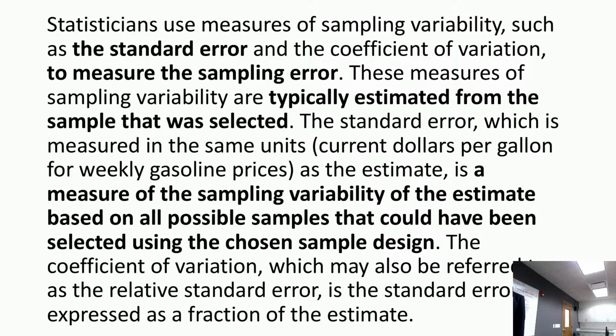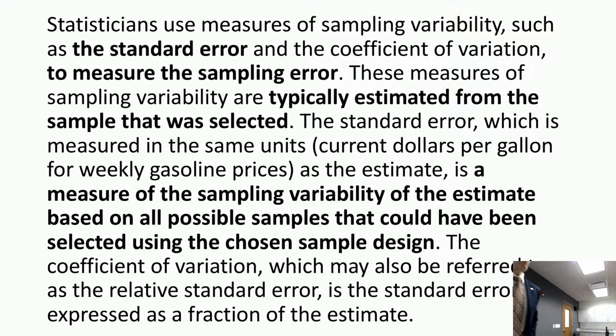Statisticians, they have this little statement. Statisticians use measures of sampling variability, such as the standard error and the coefficient of variation, to measure the sampling error. These measures of sampling variability are typically estimated from the sample that was selected. The standard error, which is measured in the same units, like dollars per gallon or gasoline prices, as the estimate, is a measure of the sampling variability of the estimate based on all possible samples that could have been selected using the chosen sample design. I love it. We're not done. But notice what they said.